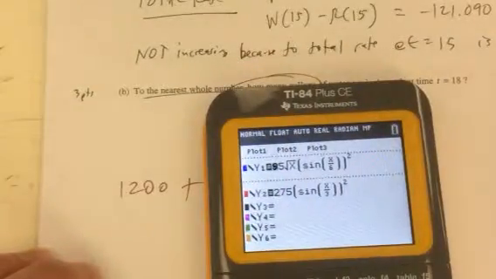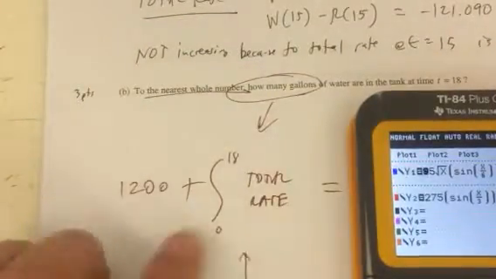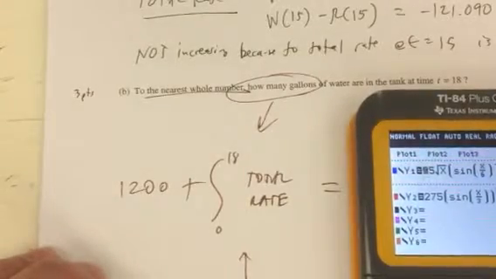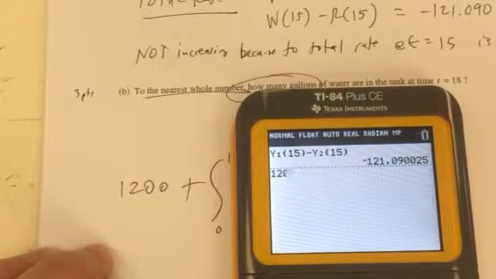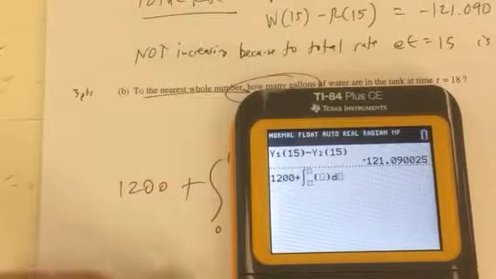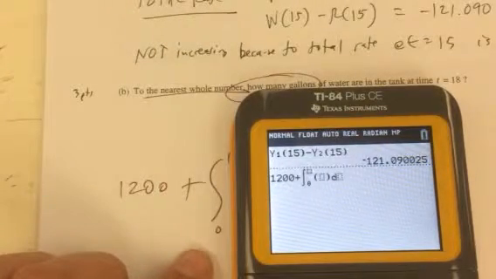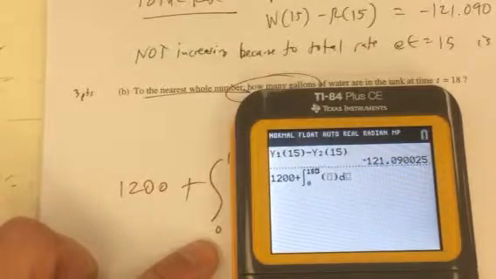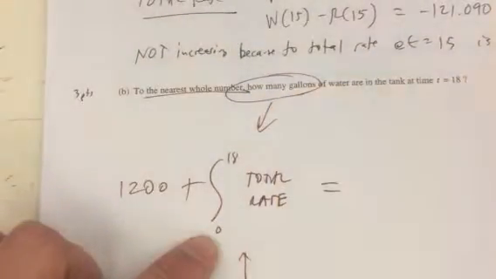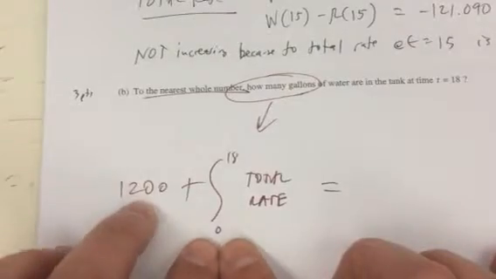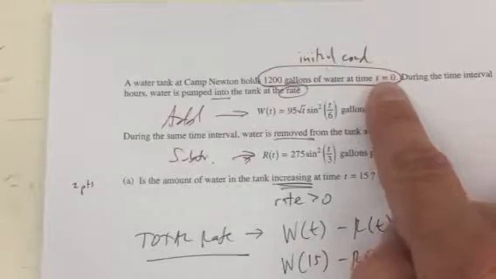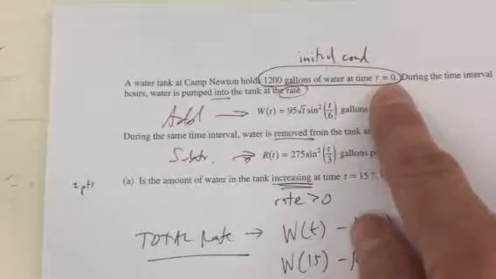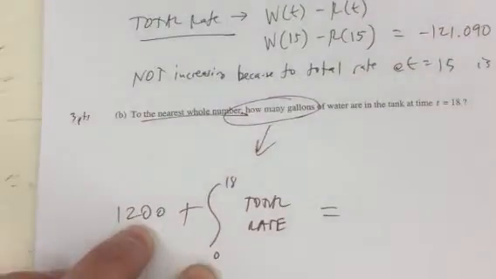Again, we've already typed in both functions. My total rate is W of t minus R of t. So here I go: 1,200 plus math 9, going from 0 to 18. Now, don't always assume this bottom bound is 0. The reason this lower bound is 0 here is because this initial condition occurs at time 0.